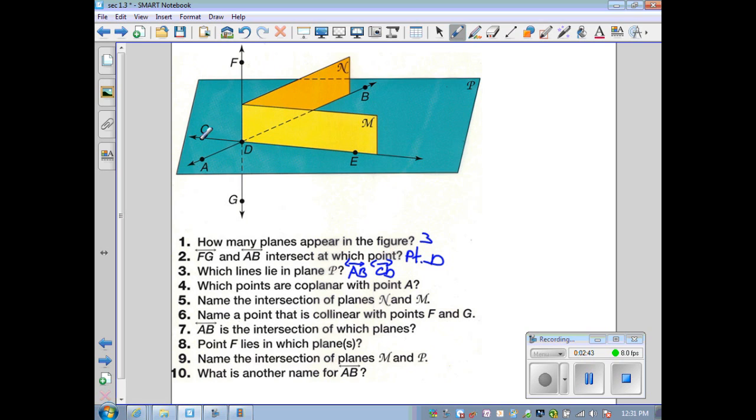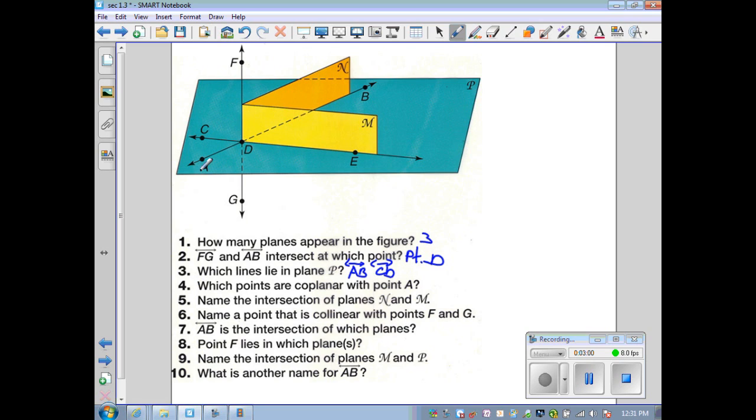And recall that I could label these lines a couple of different ways. I called this C and D. I also could have called it EC, and there are other ways. Number 4, which points are coplanar with point A?